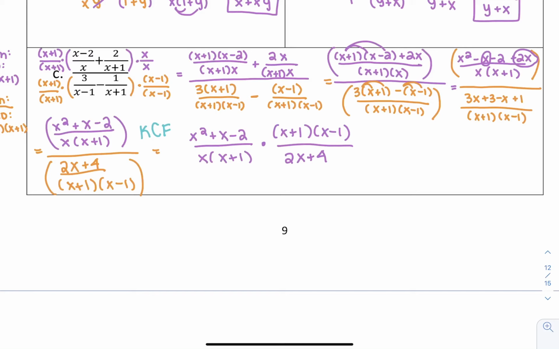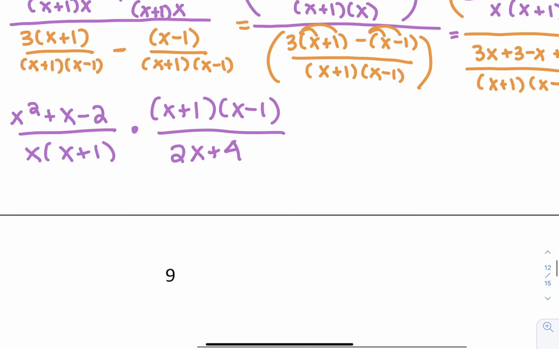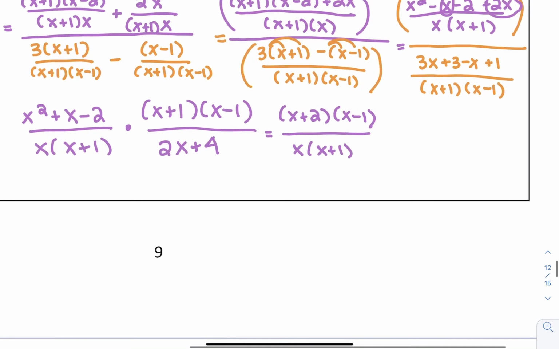If I'm trying to cancel as much as possible, I can see a lot more if I factor first. So this is where factoring comes into good use again. The x squared plus x minus 2 can be factored into x plus 2 times x minus 1. Then I have x times x plus 1. In my second fraction, I have x plus 1 times x minus 1. And in my denominator, I can factor out a 2, so I have 2 times x plus 2.